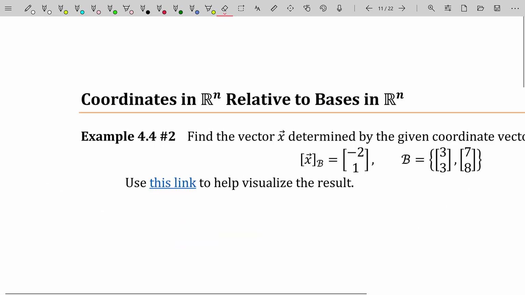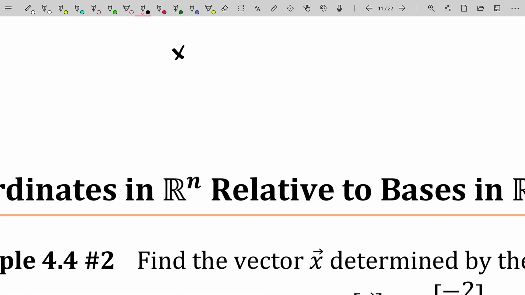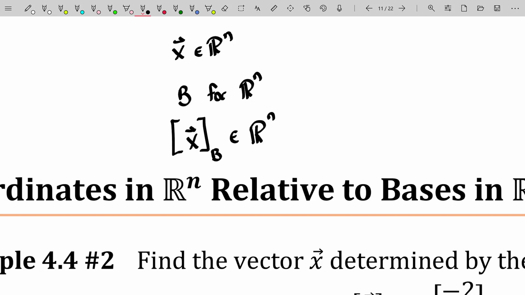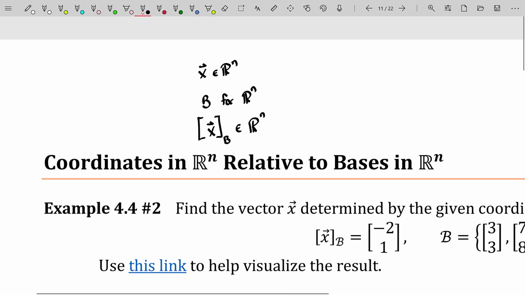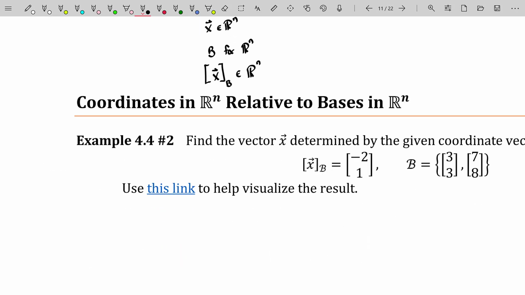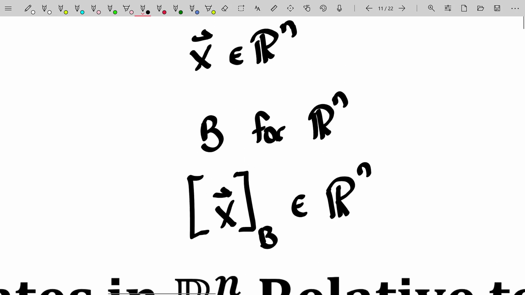So you have three things to consider here: the vector x, which is a vector in Rn, a basis for Rn, and the b coordinate vector for x in Rn. And the piece that people often get confused about is what means what, right? So with this first example, we're going to hopefully hammer out the details of what each of those things represent.